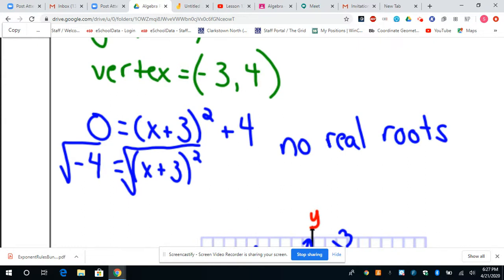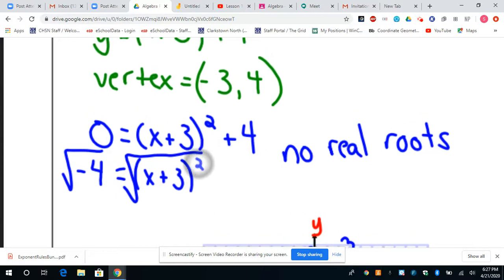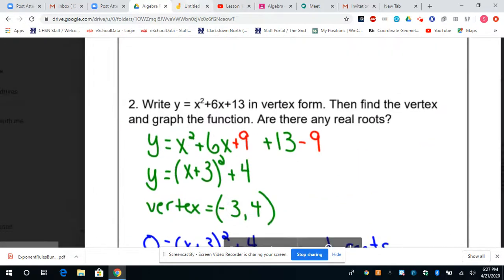We move the 4 over, it turns negative. And then to get rid of that square, the power of 2, we have to square root both sides, but can you square root a negative 4? We just learned that if your radical is a negative, you can't do it. It's not mathematical. So there are actually no real roots for this.